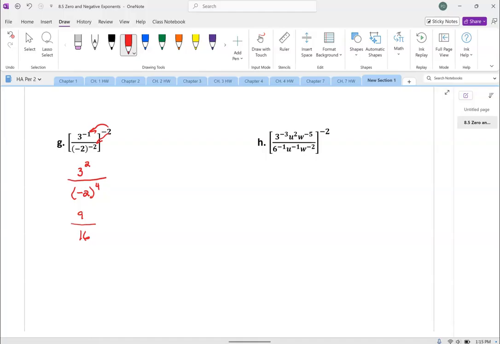So now let's look at H. H takes it kind of to an extreme. Notice all factors, but I got negatives on the outside. So I'm going to distribute this, and I'm going to multiply.